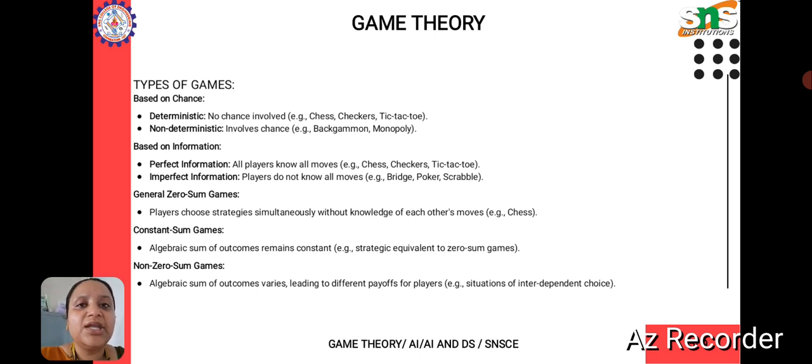Say, for example, when you are playing any kind of similar games like cards and all, the output of a single person in a consistent process will be the same, right? So now what is called a non-zero sum game? It is an algebraic sum of outcomes which will vary and lead to different payoffs for the players. Like when a player is playing in different kinds of mindsets, he or she might not have the same outcome, right? So that is something related to non-zero sum games.